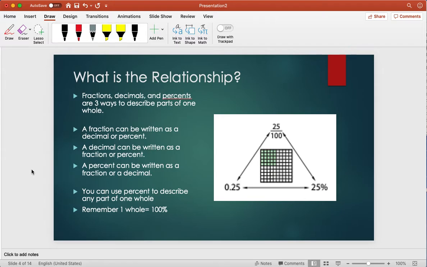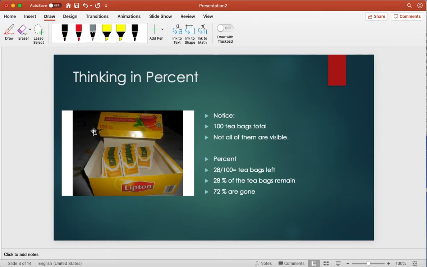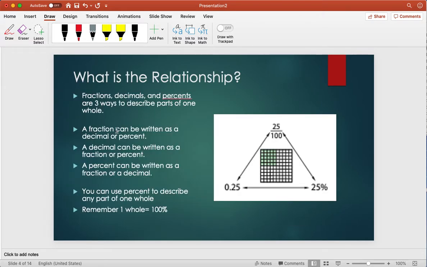Fractions, decimals, and percents are three different ways to describe parts of one whole, right? A fraction, as we saw in here, can be represented as a percent, right? It can also be represented as a decimal, and vice versa. They can all be represented as themselves.